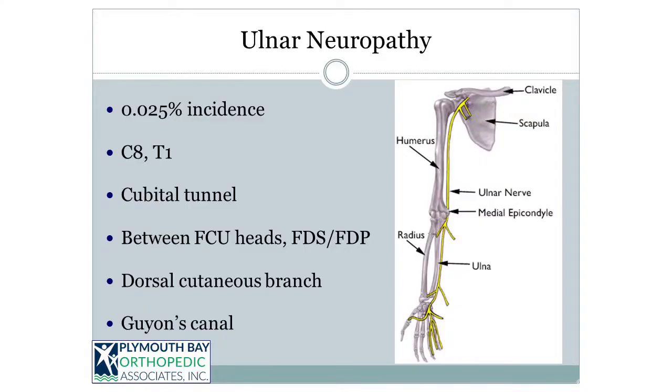So the nerve goes through the space, it then dives between the heads of the flexor carpi ulnaris, and then is in between the superficial and deep finger flexors. About 5 centimeters proximal to the wrist, it gives off a sensory branch to the dorsal ulnar part of the hand, and then the rest of the nerve dives into Guyon's canal in the palm. And there it gives sensation to the ring finger and the small finger, and also gives you some motor function to some of the muscles in the hand.